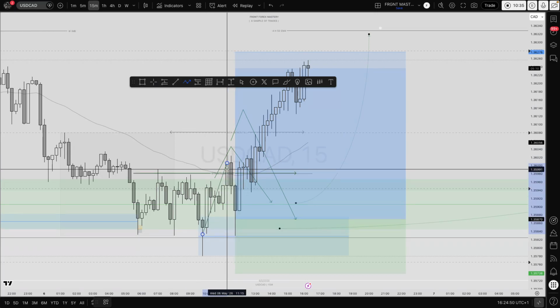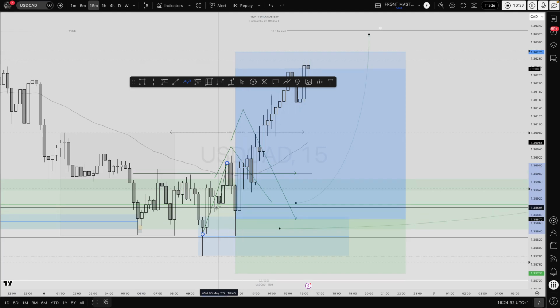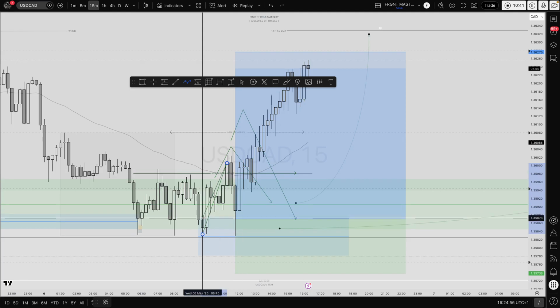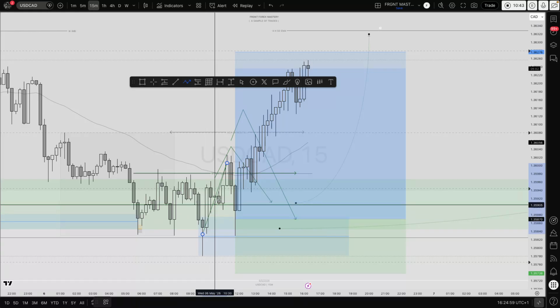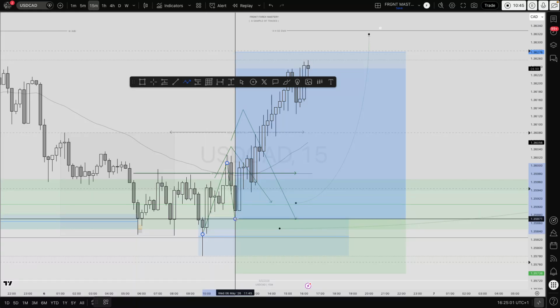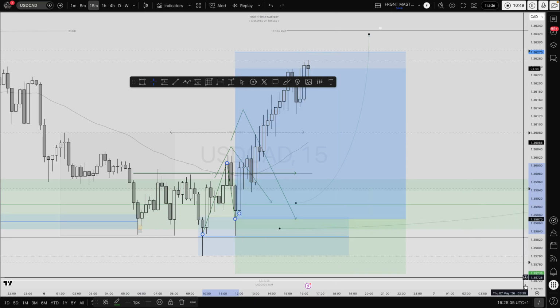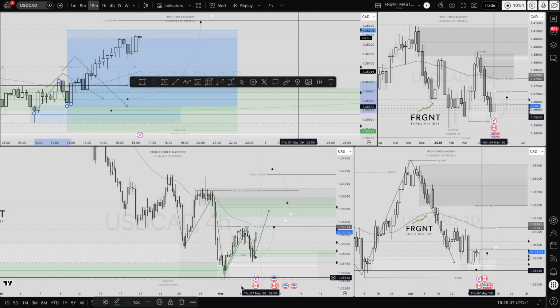What had then happened, as you can see, as a result of this bullish engulfing candle, or just a bullish candle, we had a 15-minute order block left behind. That, thankfully, price came right back into, and that was my entry. So that is the rundown of today's plays, to be honest.